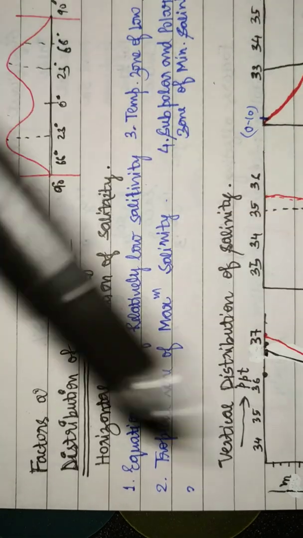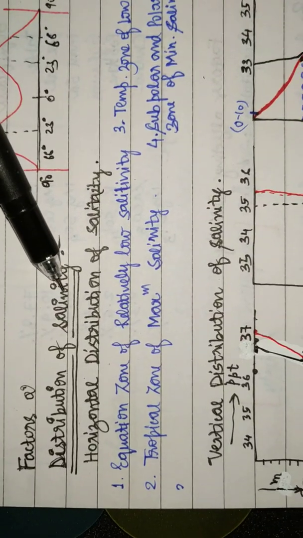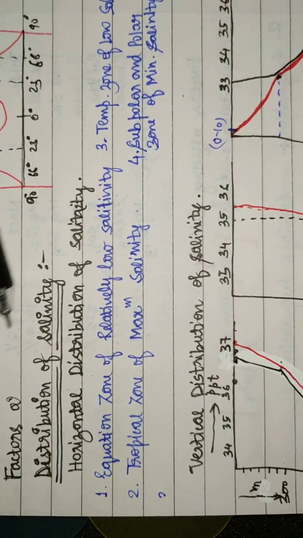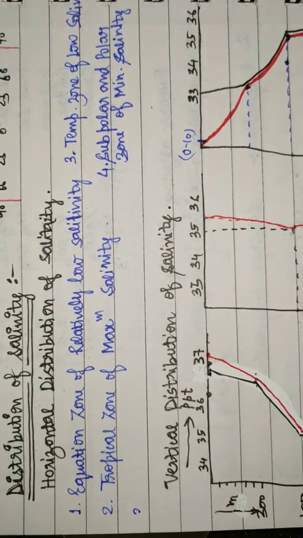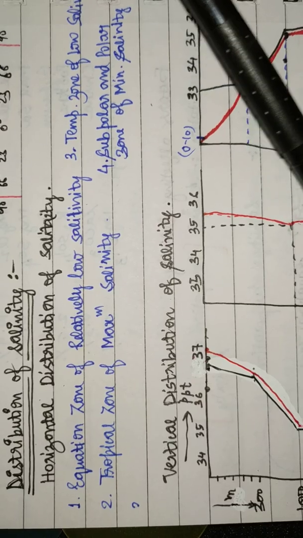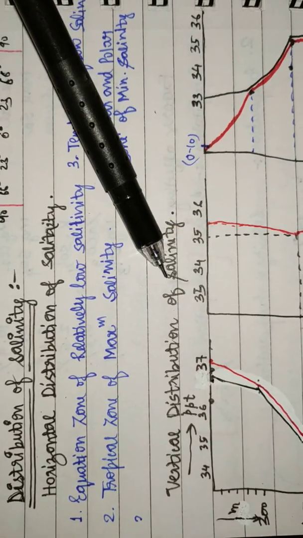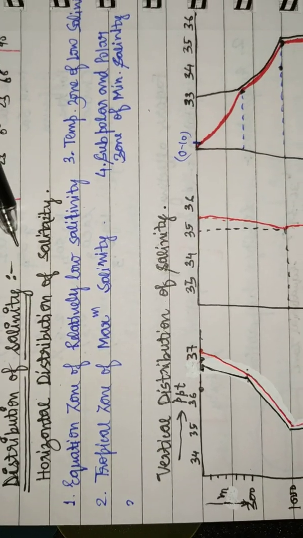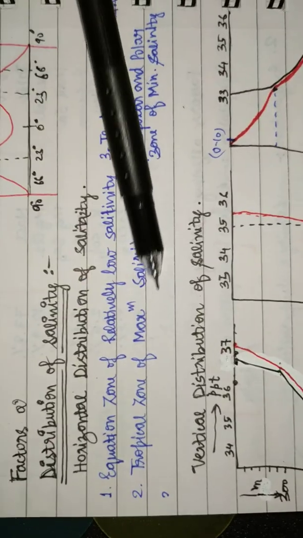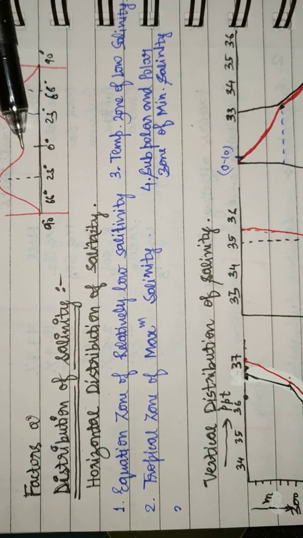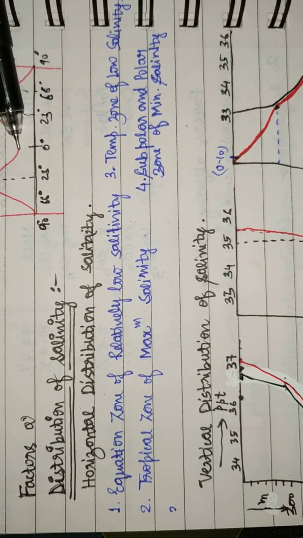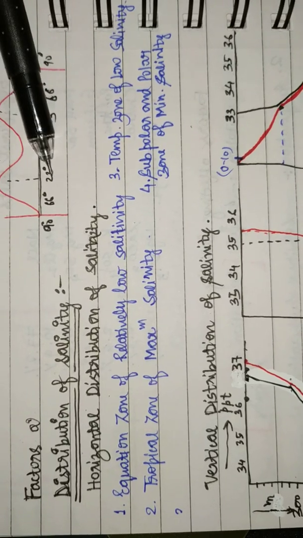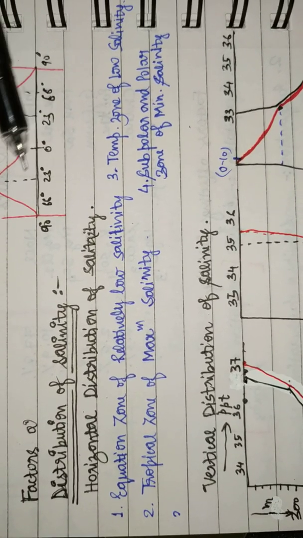In this video we'll be talking about the distribution of salinity, both horizontal and vertical distribution. Now let's first see how the salinity varies horizontally. Horizontally means on the surface. Okay, we'll see latitudinally. If we see latitudinally, the 0 degree has lesser salinity as compared to the tropics. That is, the equator has less salinity as compared to the tropics.